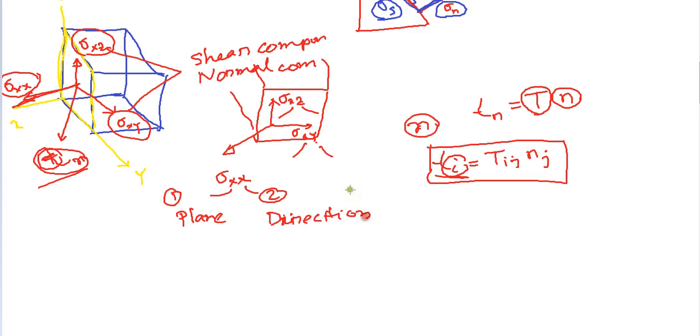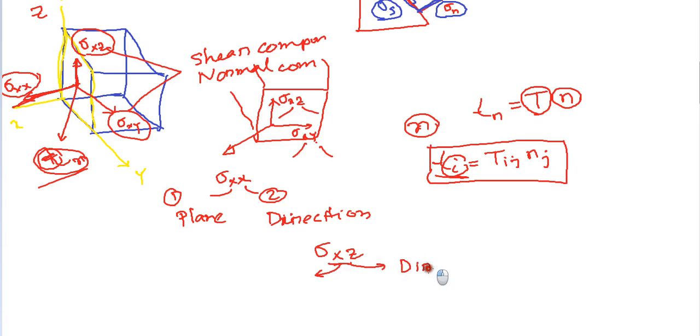Say for example sigma xz, right? Sigma xz. The first is the plane, so it is the x plane, because the normal of this plane is along x. From this plane, the stress component is in the z direction. So this is the z. It acts towards the z direction from the plane x. That's why the first notation is the plane, and the second notation is the direction.